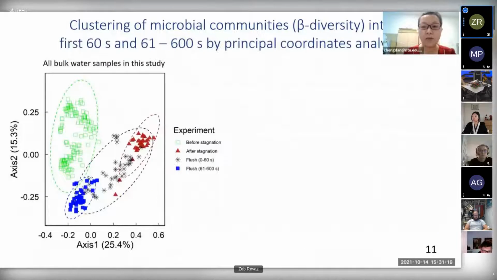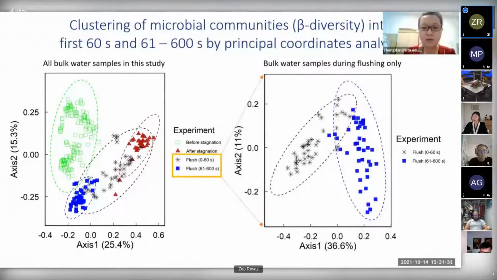The cluster of bulk water samples based on respective phenotypic beta diversity was visualized using principal coordinate analysis. The left panel shows the cluster of all samples, and the right shows only the flushing events. It showed a significant difference for the bacterial community before and after extended stagnation, as well as the microbial community of all outlets in the first 60 seconds, called initial flushing, and 61 to 600 seconds, called post-flushing.